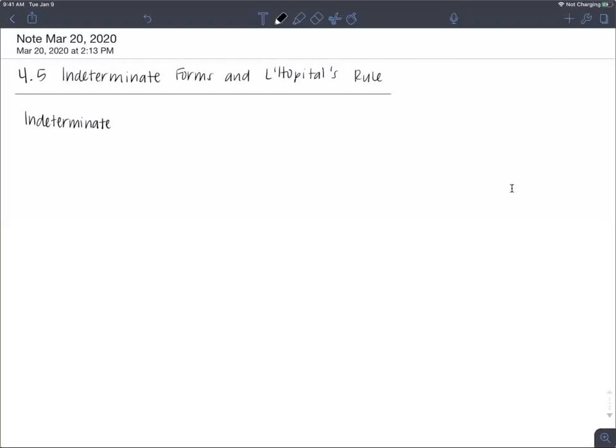Okay, so yeah, we're doing indeterminate forms. What I mean by indeterminate form is, let me give you a quick example. If I give you the limit as x approaches 1 of x squared minus x over x squared minus 1, when you try and plug 1 in here, you're going to get 0 over 0, right? And this 0 over 0 is an indeterminate form.